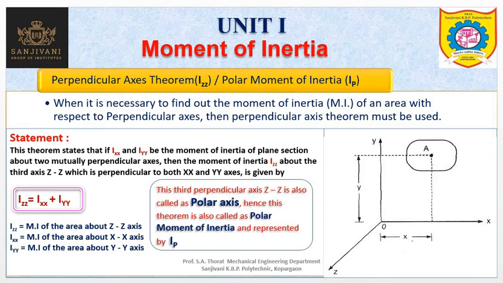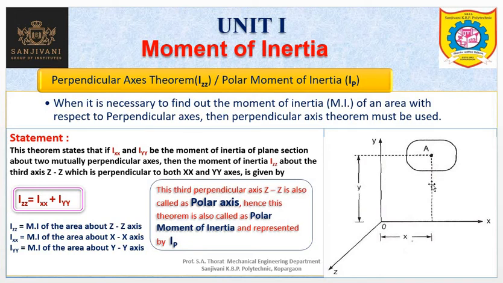plus the moment of inertia about the yy axis. Now concentrate here. This is the mathematical expression: Izz is equal to Ixx plus Iyy. Now we will understand this mathematical expression with the help of this diagram. See, this is the area A. This is the x-axis, this is the y-axis, and this is the z-axis, which is perpendicular to both x and y.